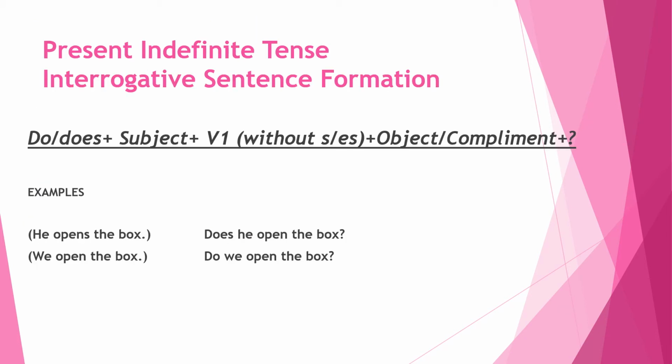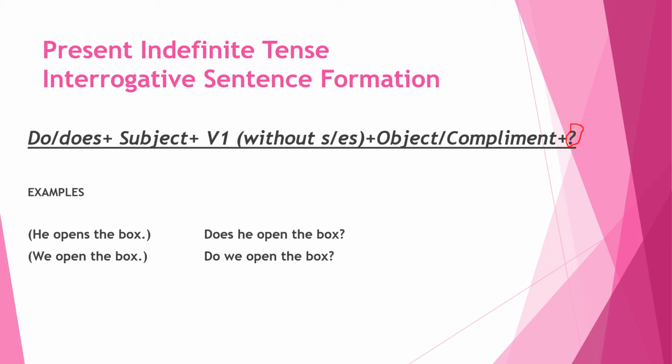Here is the formation of the interrogative sentence of present indefinite tense. You replace the position of the subject. Subject does not come at the start of the sentence. Instead, do or does comes at the start of the sentence. Then comes the subject. Then comes the first form of the verb, again without s or es. Then the object or the complement. And then the most important thing is the question mark, right?